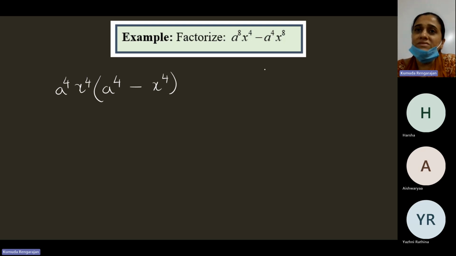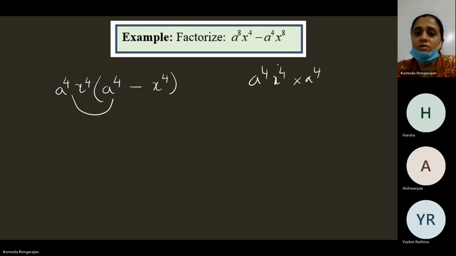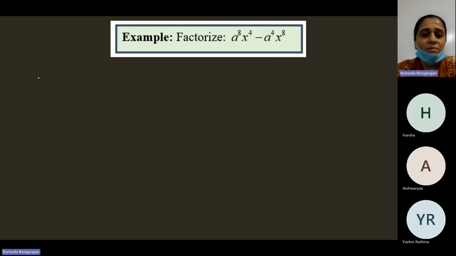Law of exponents. When bases are same and it's multiplication, we add the powers. See here, how do you multiply this and this? A to the power 4, x to the power 4 into a to the power 4. 4 plus 4, 8. When bases are same and it's multiplication, we add the powers. So 4 plus 4, 8. See, the common factor is a to the power 4, x to the power 4. Open bracket. You need to get a to the power 8.